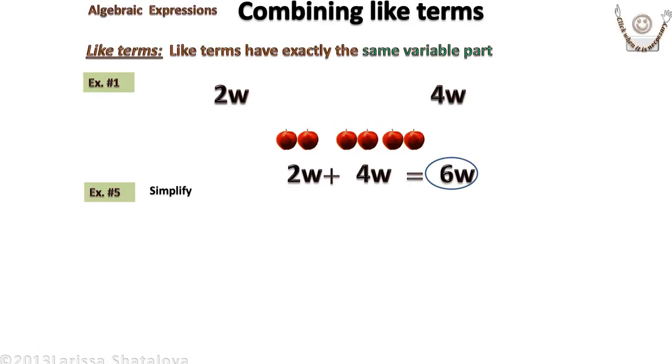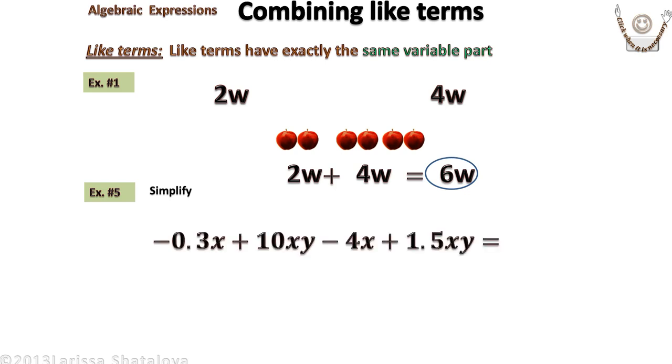Example number 5. Negative 0.3x and positive 10xy and negative 4x and positive 1.5xy. Let's identify like terms. Terms with x: the first term and negative 4x together will be negative 4.3x, because we are adding negative 0.3 and negative 4. Next set would be 10xy and positive 1.5xy. Together it will be positive 11.5xy.